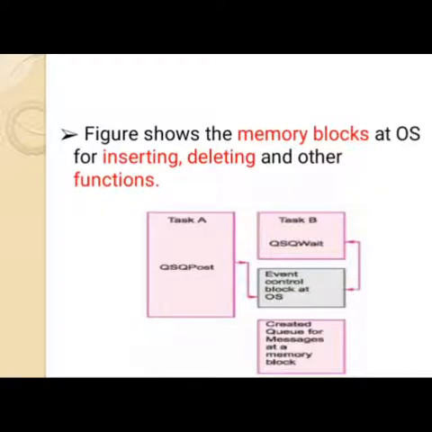Now we'll see this figure, which shows the memory blocks at the operating system for inserting, deleting and other functions. So inserting is for task A, the deleting function is used for task B, and the other control functions are in the event control block at the OS.